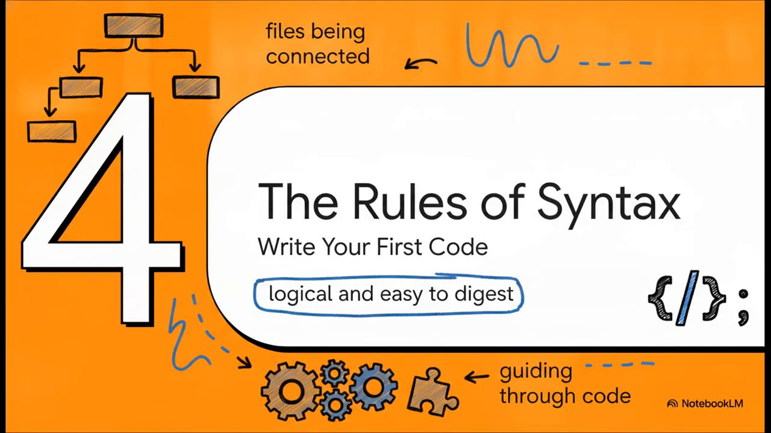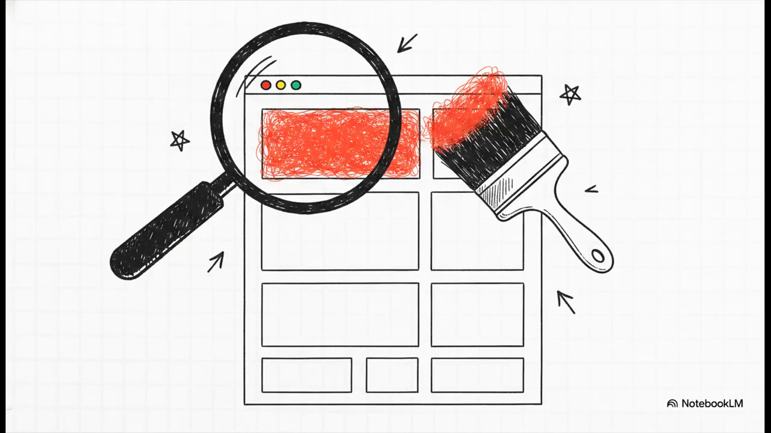Section 4. The rules of syntax, writing your first code. If you've never coded before, hey, take a deep breath. The syntax of CSS is elegantly simple. First, we just select the element we want to change. In this case, our main heading, the H1. Then we open up a pair of curly braces, and inside we give it a clear instruction. We just type color, a colon, and then red. That's it. You've successfully selected an element and changed its text color.